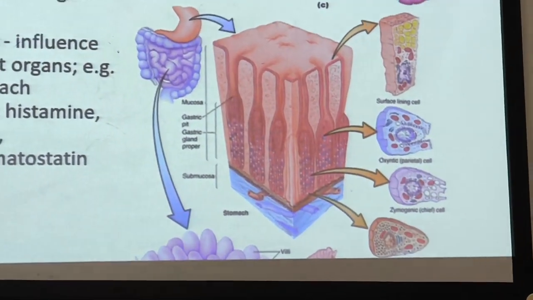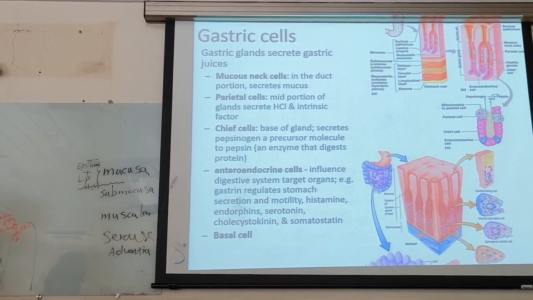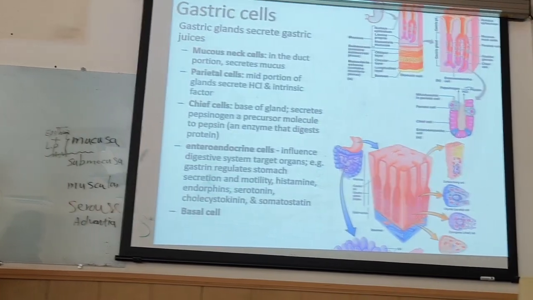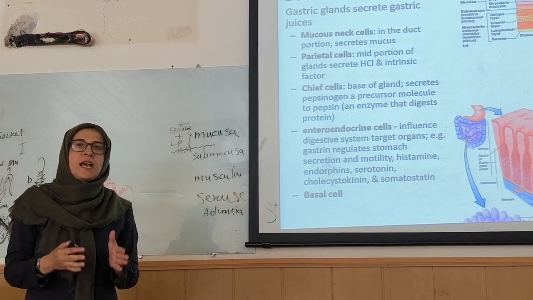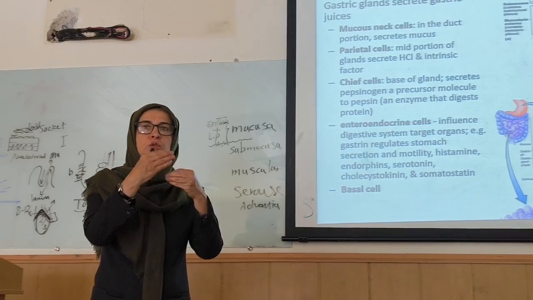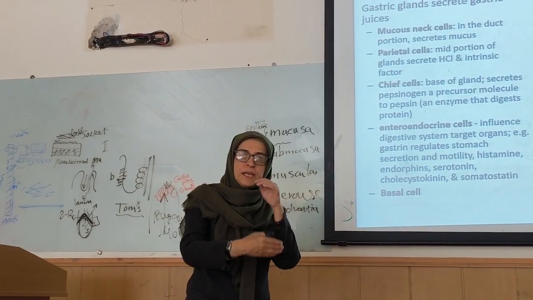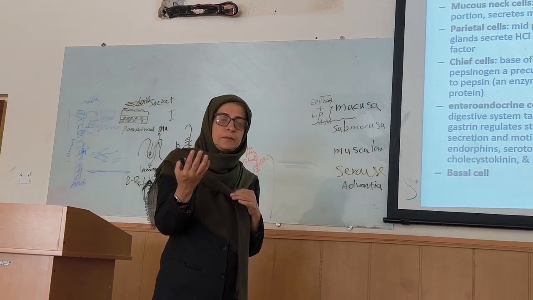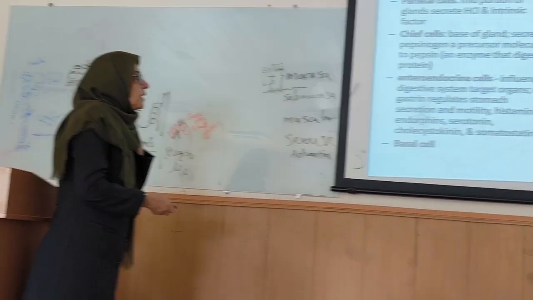The chief cells, also called zymogenic cells, both of them are the same. They secrete some enzymes and proteins that are not active in the stomach. They mix with the food, and when they enter the duodenum, they are activated by the enzyme produced by the pancreas and they become active in the digestion of the food.